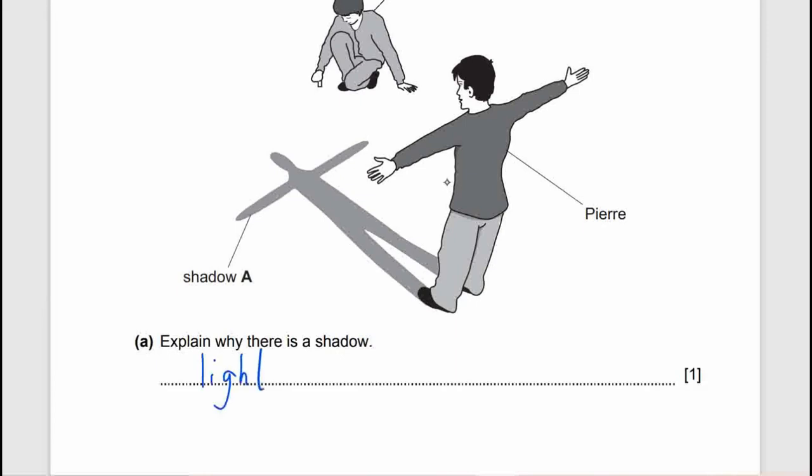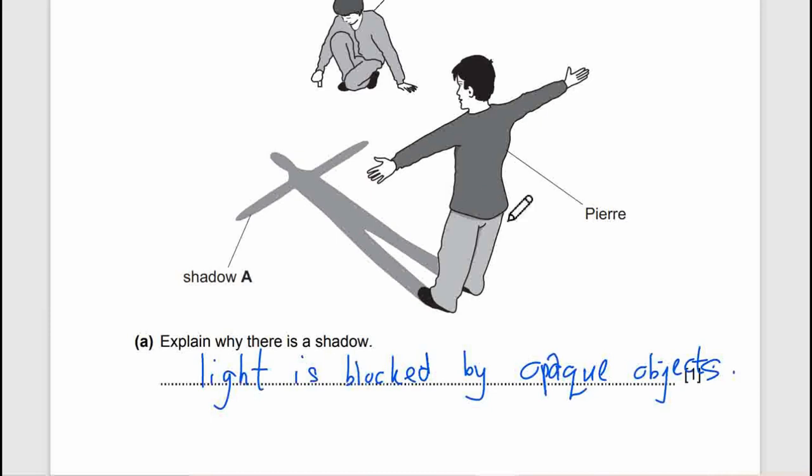Light is blocked by opaque object. So light is blocked by opaque. Opaque is the material that the light cannot pass through. So light is blocked by opaque object. In this case, Pierre's body is an opaque object.